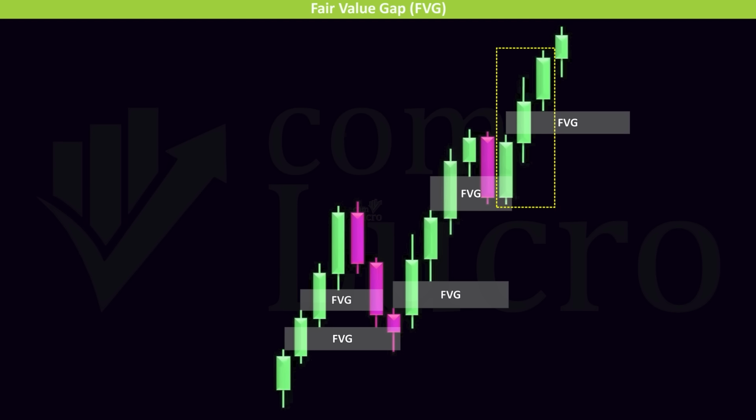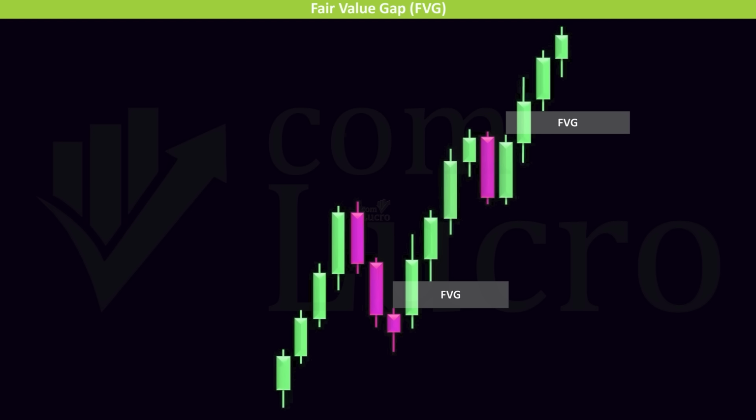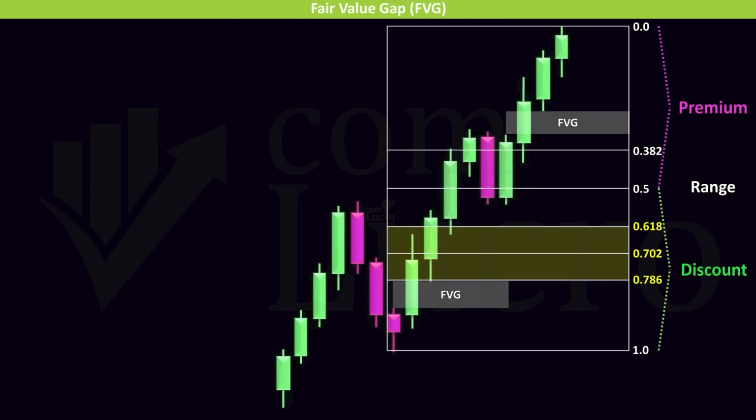Next, we have another 3-candle sequence at the top. If we draw lines, we can clearly identify another unmitigated fair value gap here. So in this bullish candle series, we have identified 2 unmitigated fair value gaps, one located at the top and one located at the extreme.